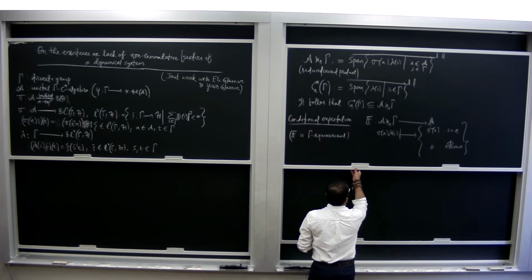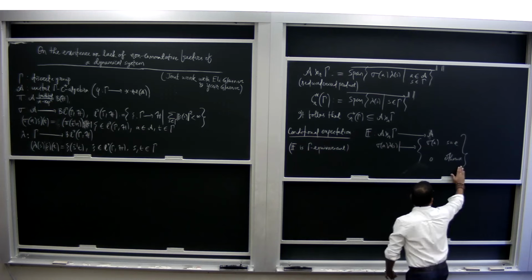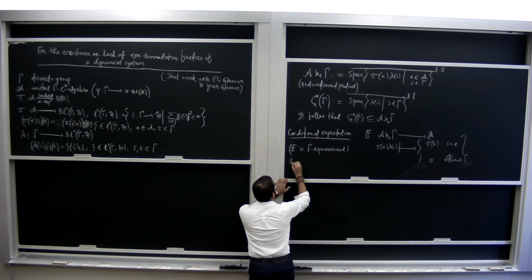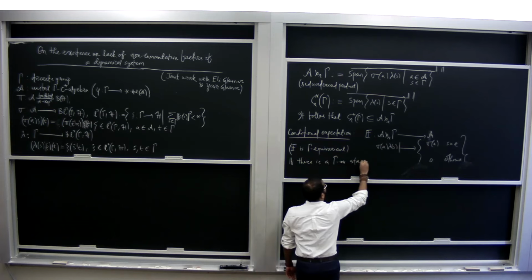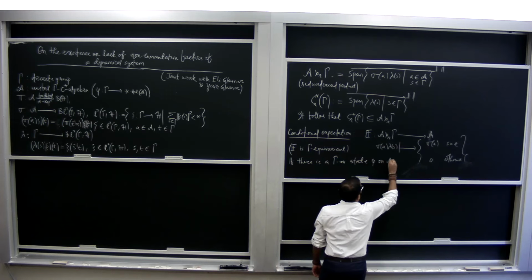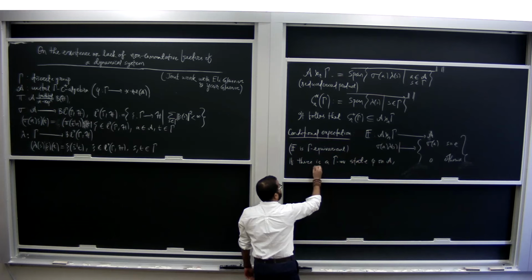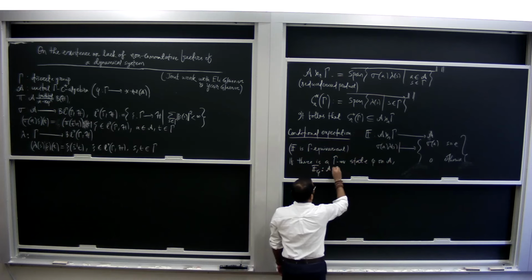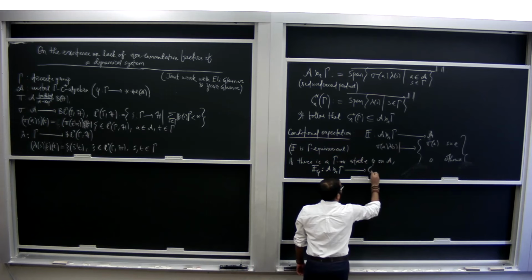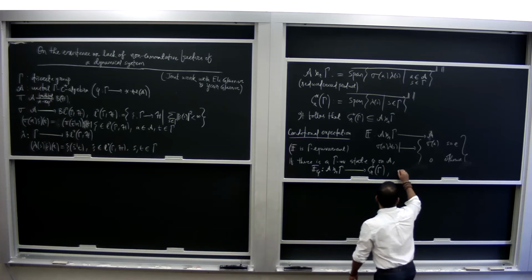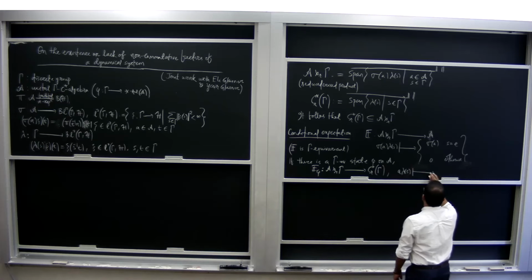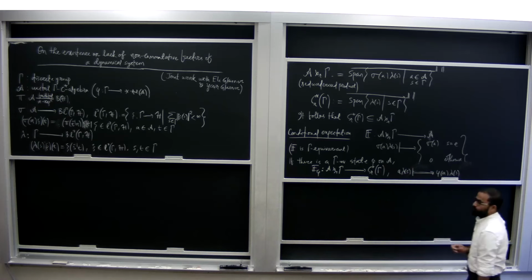In addition, if there is a Gamma-invariant state phi on A, then we can define another Gamma-equivariant conditional expectation from the reduced cross product to the group C-star algebra, which is basically taking a lambda s to phi of a lambda s, and then just extending it canonically.